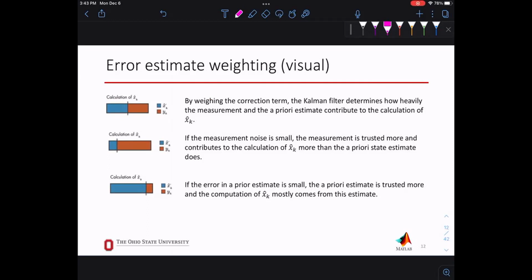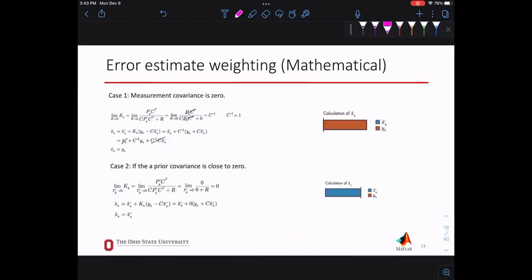Now, extreme cases: what if our model was exact? What would happen? If you take the limit and the error covariance goes to 0, so you don't have any error covariance, the result is that x hat and x hat a priori are the same. So your model gives the exact value for your prediction.